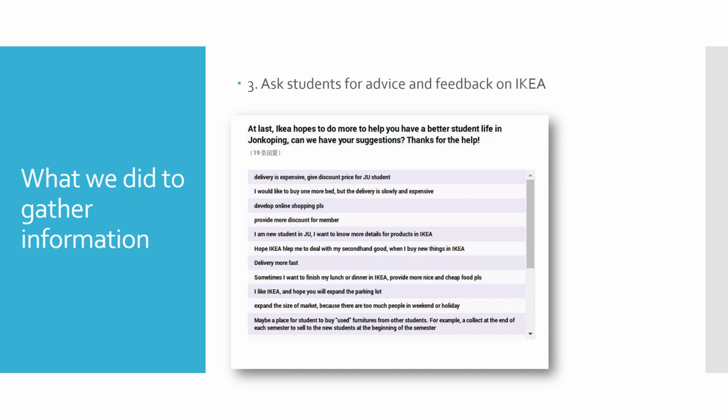Then we come to the third thing. The third thing we did was to ask the students for their advice or feedback on the shopping experience in IKEA. For example, how is the delivery service? Therefore, we can get the most realistic feelings of students, which can also help IKEA to make the most efficient improvement.